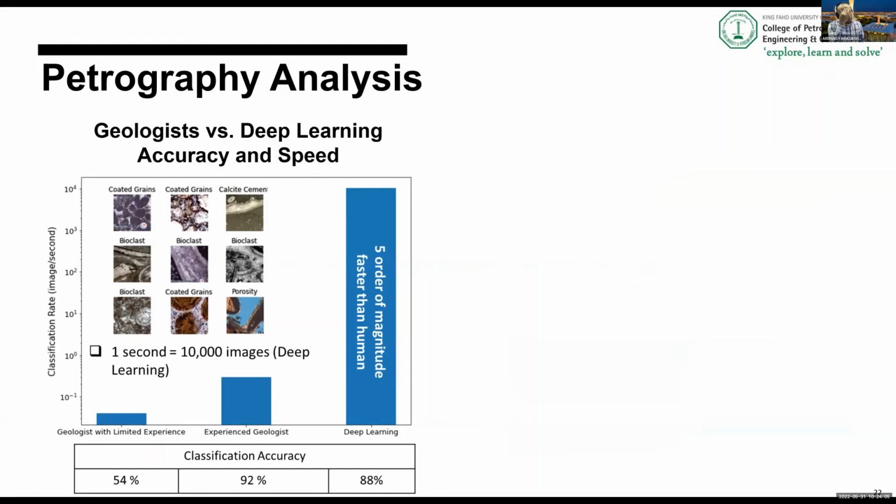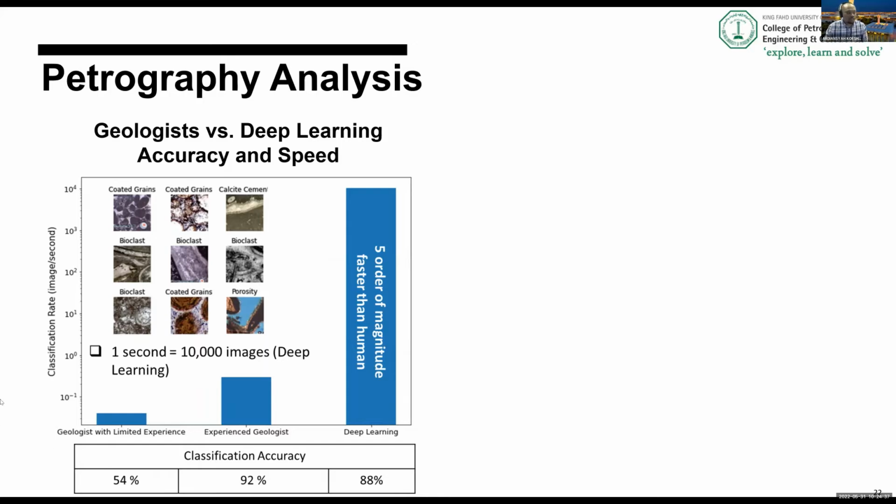So we try to apply it for petrography analysis. This is a study that we did during my postdoc, where we tried to analyze different carbonate rock components under thin section. And here, this is the classification accuracy of experienced geologists, geologists with limited experience, and deep learning. Yes, deep learning has a lower accuracy than experienced geologists, as expected.